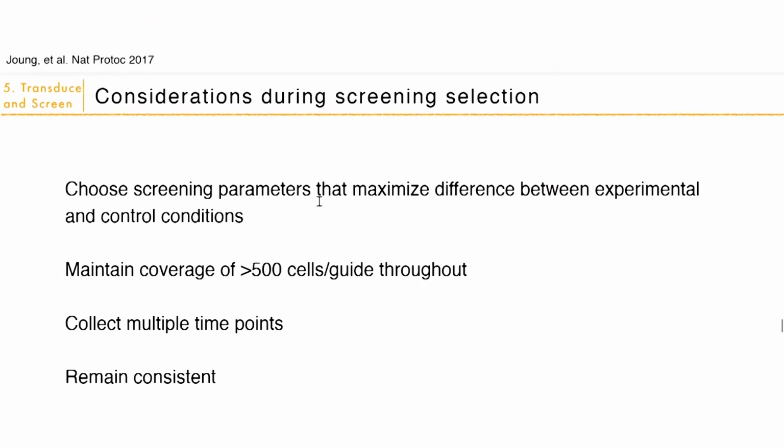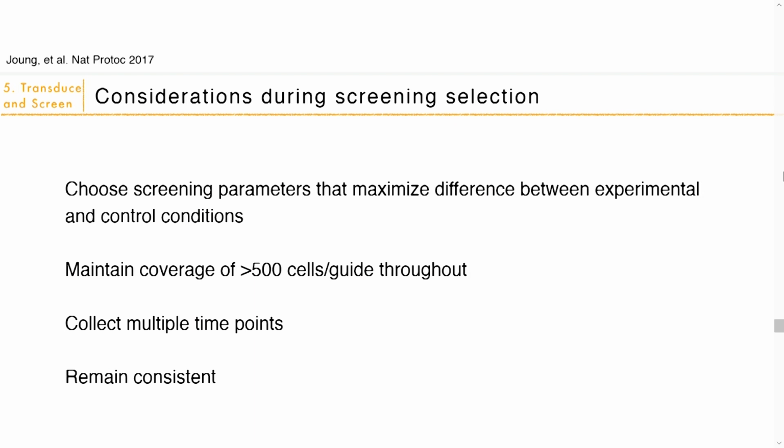Some of the main considerations during screening selection: this really changes for every screen, how you do this screening selection. But there are a couple of main points that I want to get across because these apply to the setup of every single screen. First, you want to pick parameters that maximize the difference between experimental and control conditions. If you're lucky, there are probably a few genes that serve as good positive and negative controls that you can use to set this number, whether it's the drug dose or other conditions.